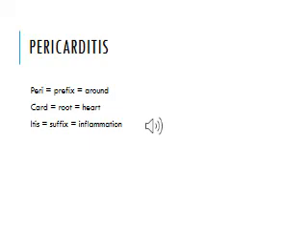Card, because of course, sometimes when the I is repeated, it is put only one time. So it is repeated in cardi and in itis, so it is put one time, so we can write card as ending in the D and say card is a root that means heart. Itis is a suffix that means inflammation, so the whole term means an inflammation around the heart.